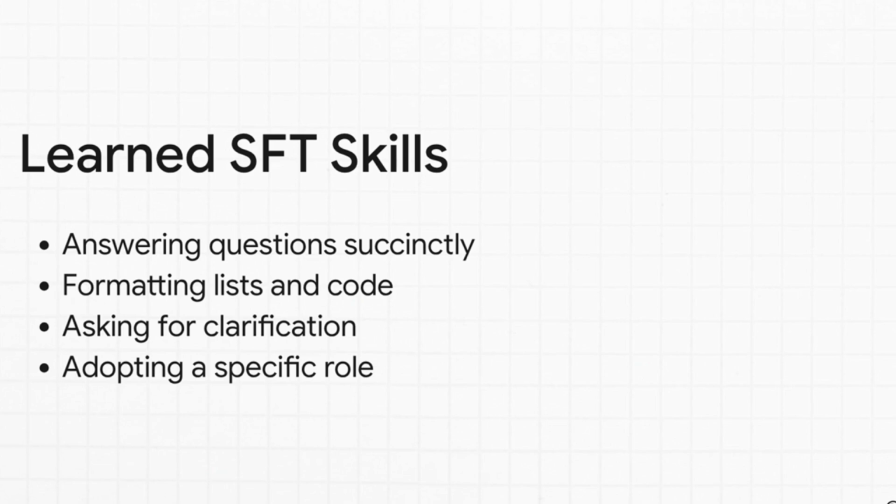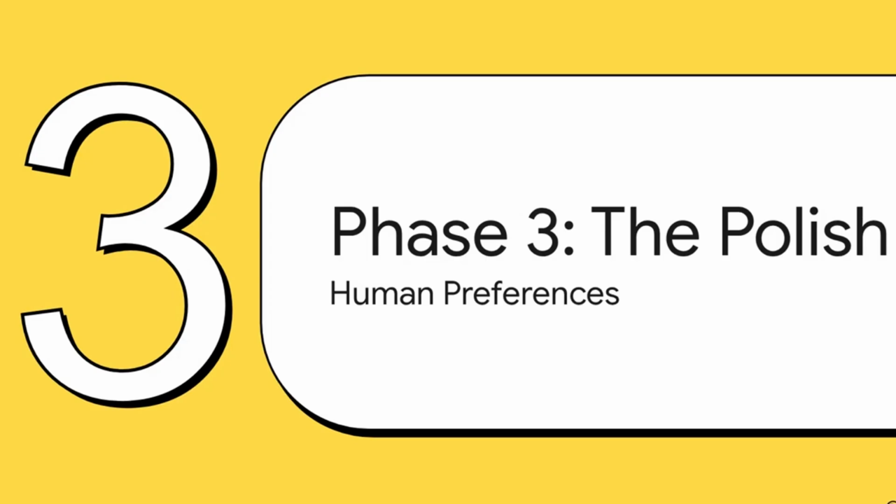This is where the AI learns all the stuff we actually wanted to do. Answer our questions clearly, format stuff into lists or code, ask us to clarify if it's confused, or even act like a helpful tutor if we tell it to. This brings us to the final, and I'd say most crucial phase of training, the polish.